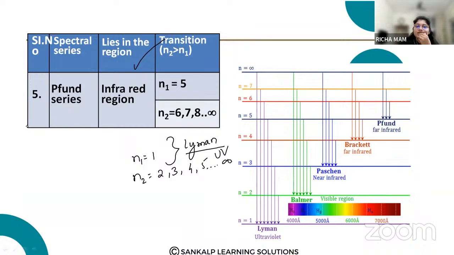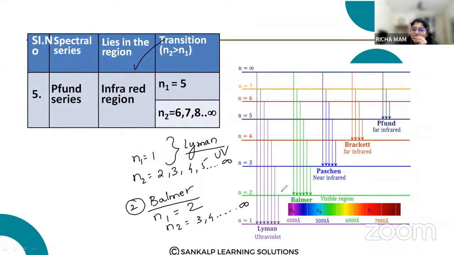The second series is the Balmer series. These names, Lyman, Balmer, Paschen, are given by different scientists based on their names. Balmer found out this series and it was named the Balmer series, where n1 is equal to 2 and n2 will be 3, 4, 5, 6, 7 till infinity.